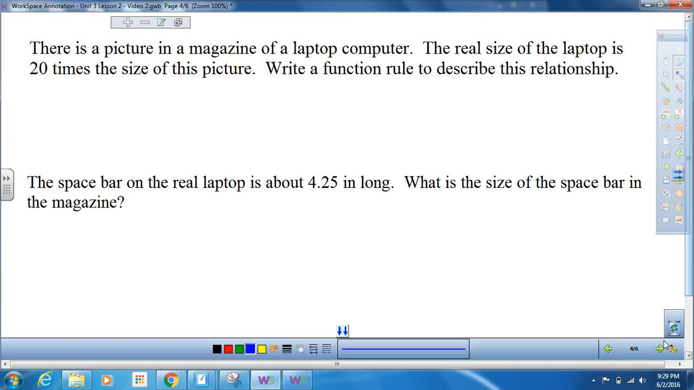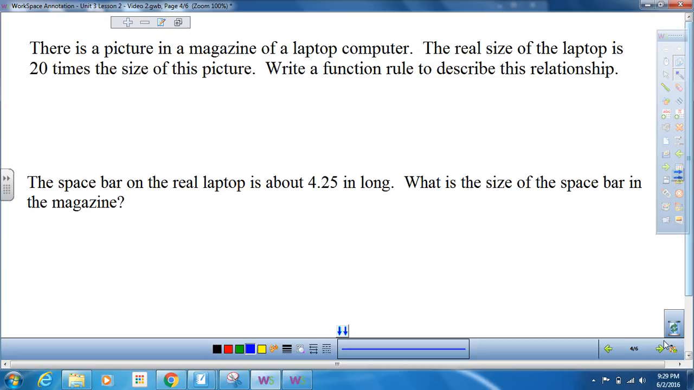Now we're going to try to write function rules or equations from the given word problems. Okay, so first one, there is a picture in a magazine of a laptop computer. The real size of the laptop is 20 times the size of this picture. Write a function rule to describe this relationship. Okay?